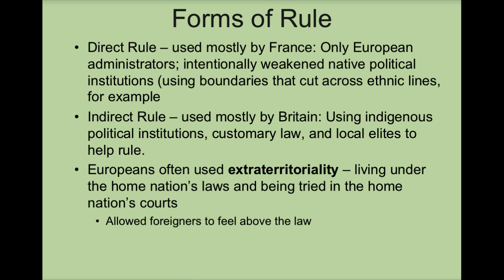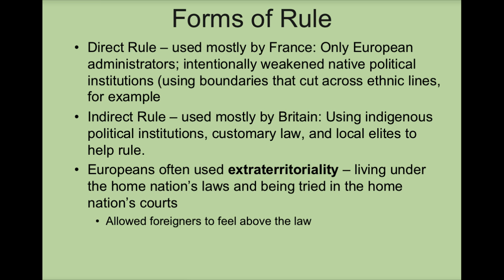So, direct rule, their goal is assimilation. It's really the Europeans pretty much forcing their culture on these areas. Indirect rule is used by Britain and their colonies. They use it in India, they use it in Nigeria. And with this one, they're going to use indigenous political institutions, customary law, and local elites to help rule. So they're going to be blending cultures. The goal here is not assimilation, but kind of like accommodation to help them be ready to rule.